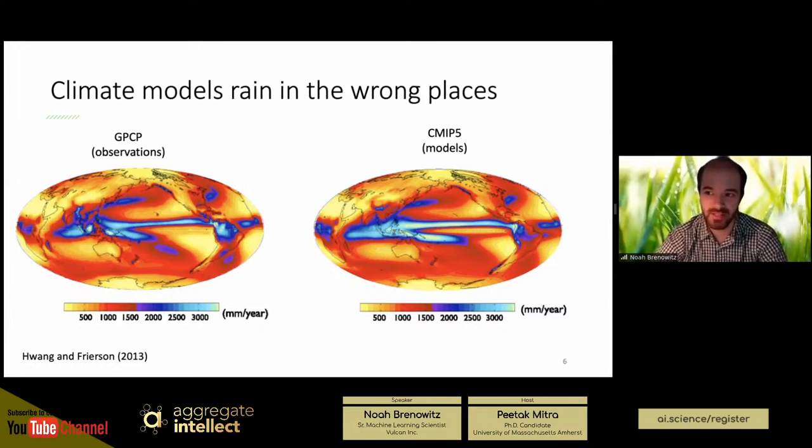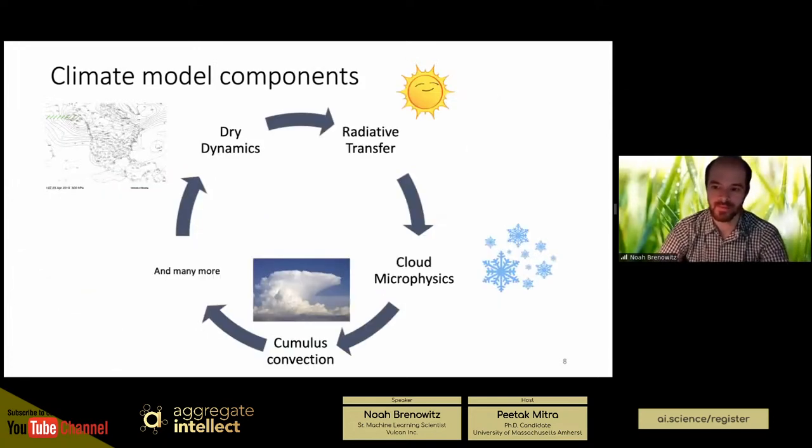So the idea is, hopefully we can reduce some of these biases in the current climate and therefore drive down our uncertainty in the projections of the future. If we pull back the hood of a climate model, we have to take a look at which components of the climate model we can target for improvements. Some of these components are more trustworthy than others.